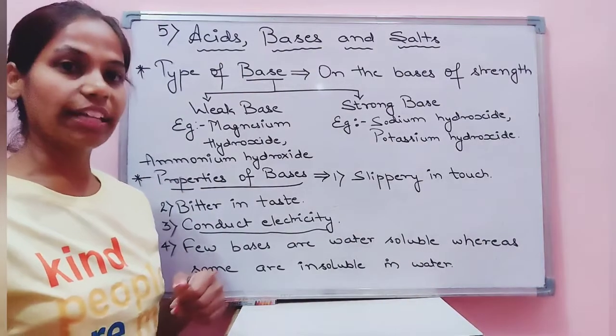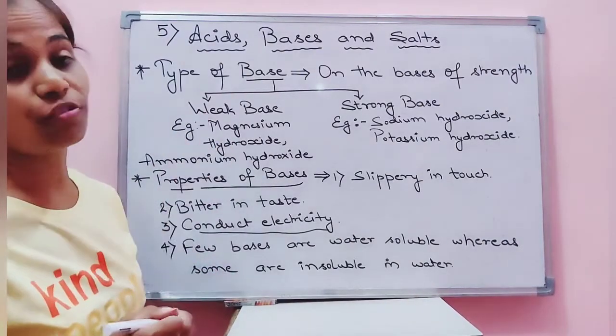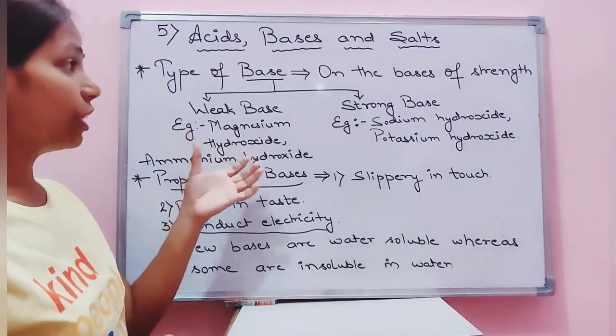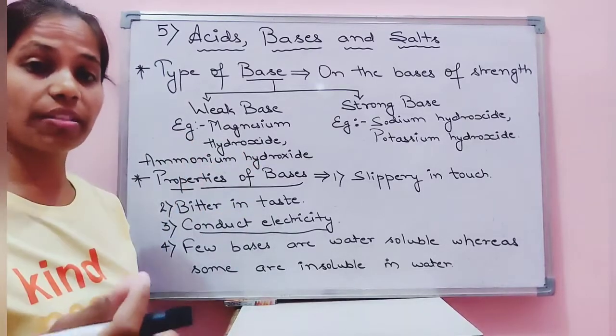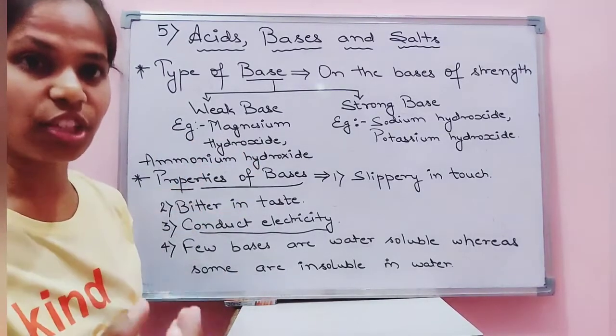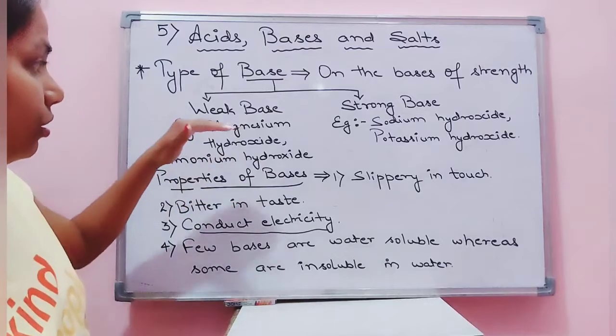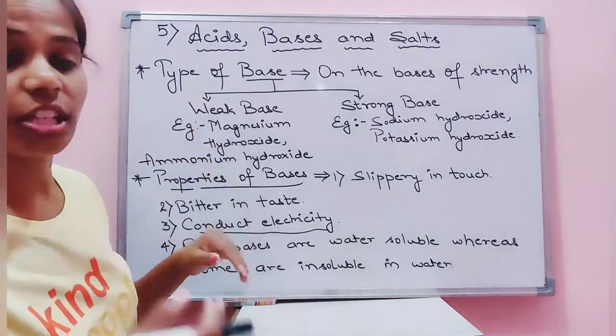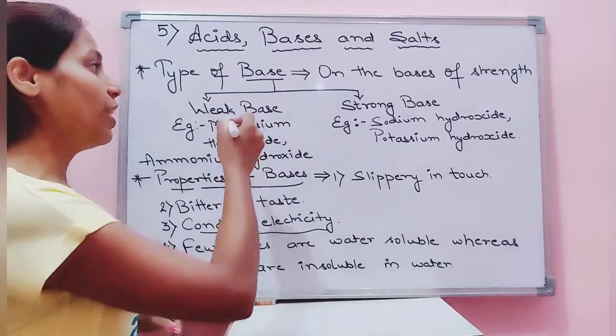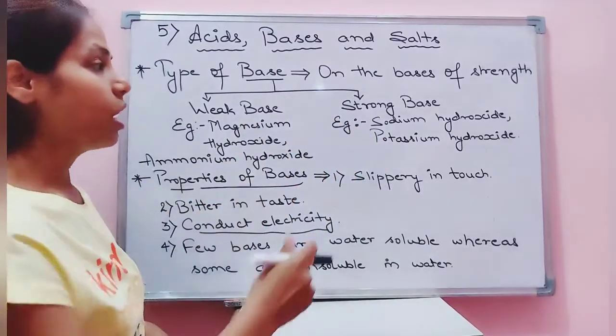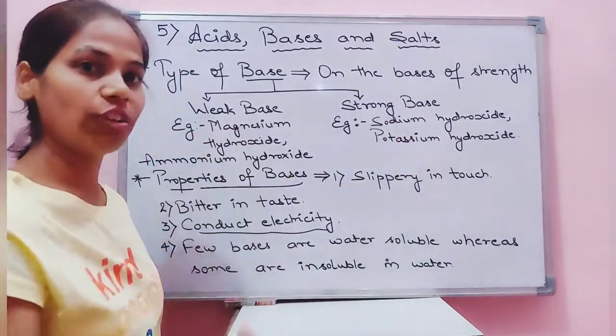Let's have a look at the next topic, children, the types of base. On the basis of their solubility and their reaction, we had classified bases into two types: weak base and strong base. A strong base is very highly reactive in nature.